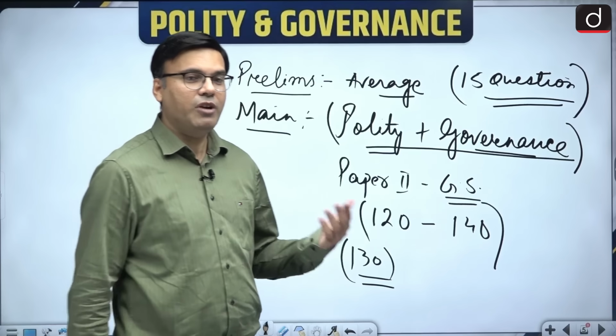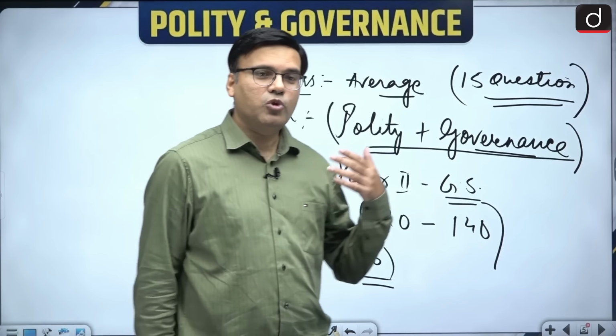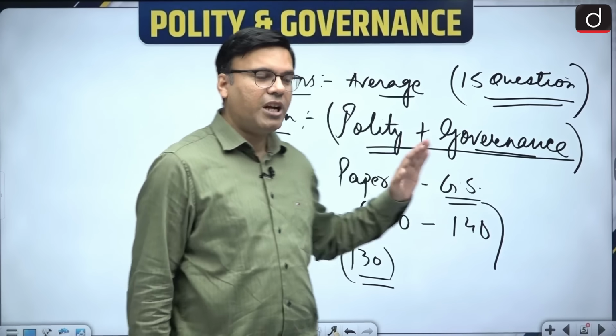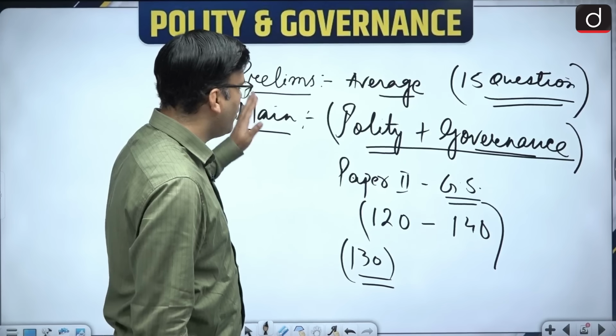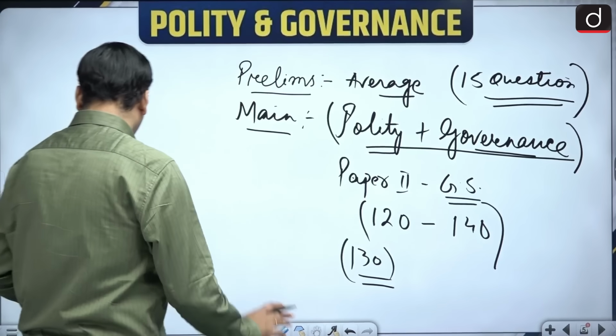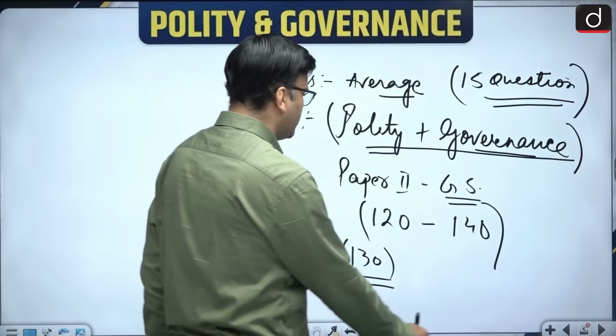It could actually be 150 as well sometimes. Sometimes it could be even 160, 170, but I'm just taking an average. So this much is something that you get from the polity and governance sections. This is the first part that I needed to explain.